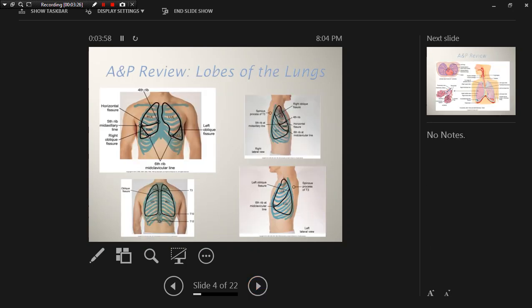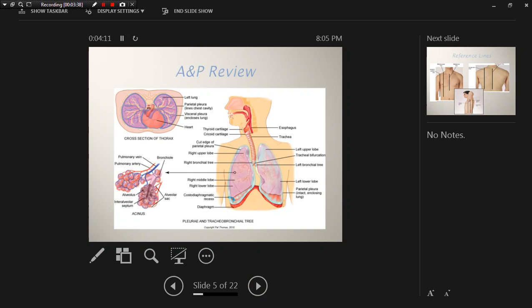Obviously, just the lobes of the lung. We know on the left side we've only got two lobes, the upper and the lower, because we've got our heart. And then on the right side, we've got the right upper, right middle, and the right lower. This is just a cross-section and then another image for you to review the internal structures of the lungs.